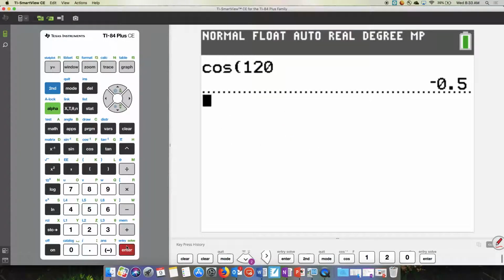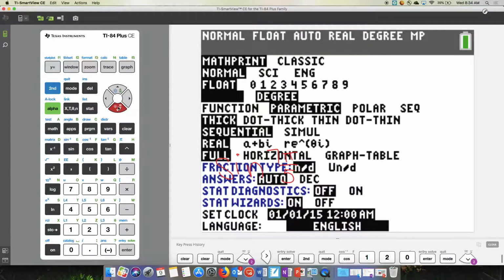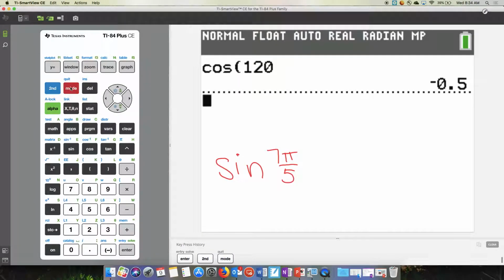If I ask you for the sine of 7 pi over 5, could you type that in right now? Okay, what do you need to do first? Change it to radian mode. Our angle is in radians. So you need to go back and change your mode to radian mode. Your quiz on Friday, some of it is going to be literally, can you work with your calculator? Can you change it back and forth from radians to degrees and know when you need to do what?